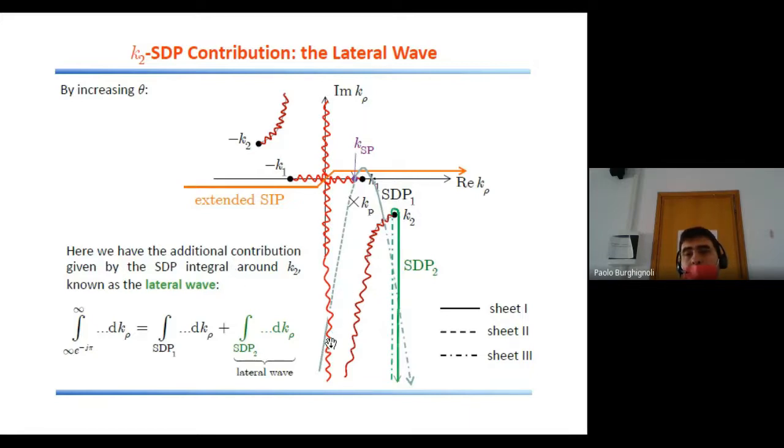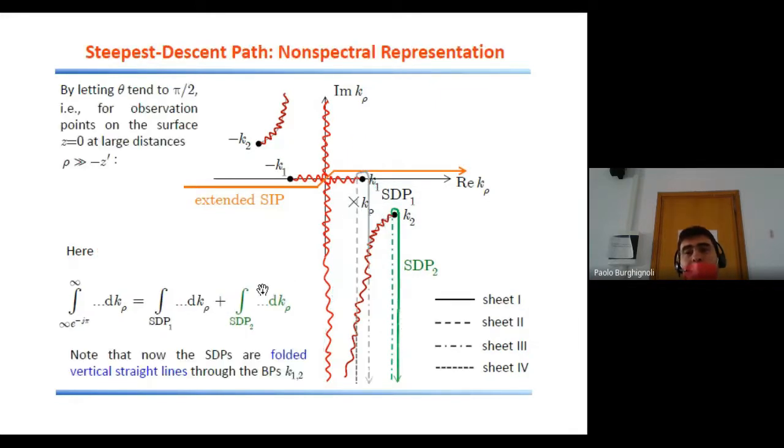Note that I have distinguished with different styles of lines the position of these integration paths in the different Riemann sheets. So in this case, you can distinguish between sheet number 1, sheet number 2, and sheet number 3, until the extreme situation in which you observe things when theta is equal to pi over 2, so at grazing observation along the interface, in which both the steepest descent path number 1 and number 2 are vertical folded paths, okay? And in this case, they lie partly on each of the four Riemann sheets, okay?